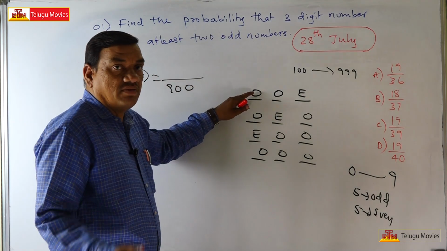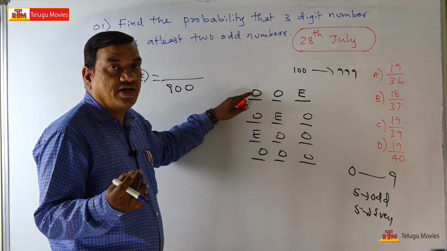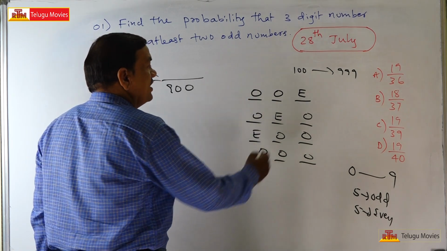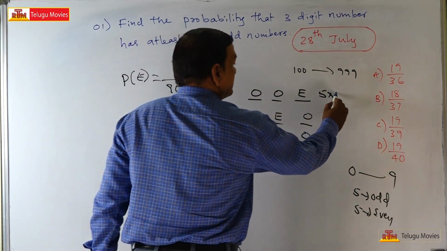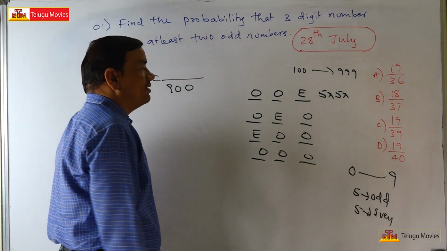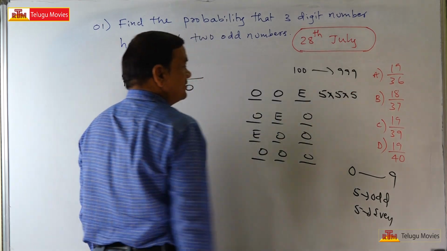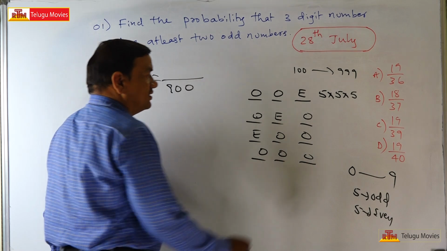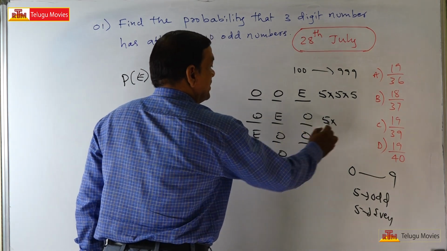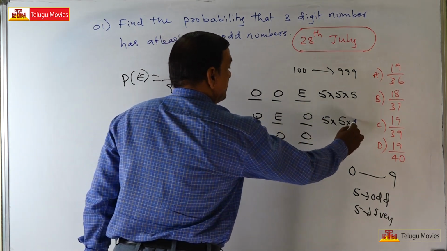So here the 5 odd digits are 1, 3, 5, 7, 9. They can be filled in 5 ways. And this even digit is also filled in 5 ways. Now again, this odd digit is filled in 5 ways, even digit 5 ways, this odd digit 5 ways.